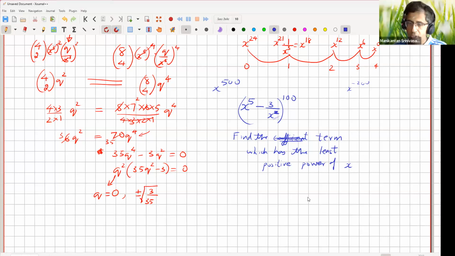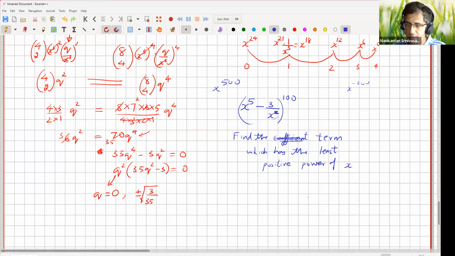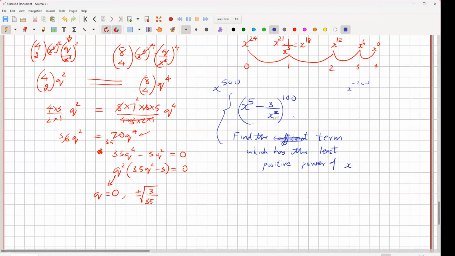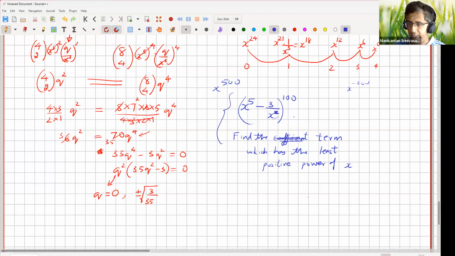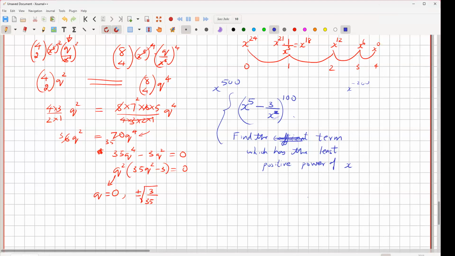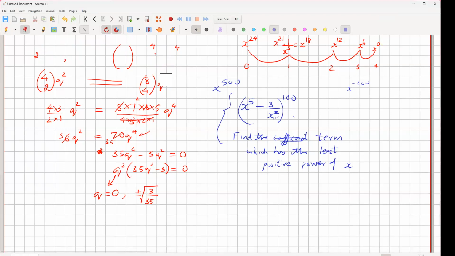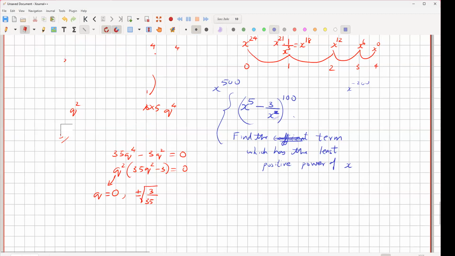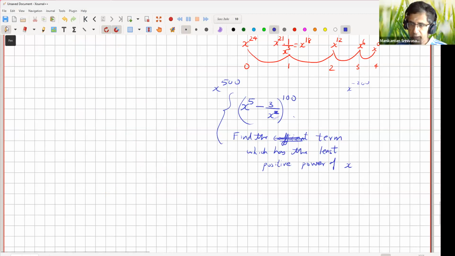So my question here, I've written it in blue: x power 5 minus 3 by x square whole power 100. In this one, find the term which has the least positive power of x. Okay. I'll give one more minute, guys, and then we'll discuss.